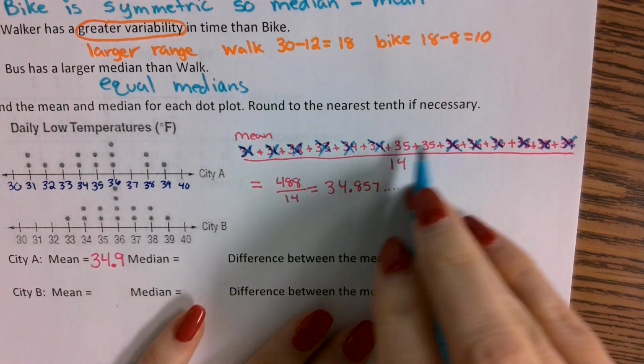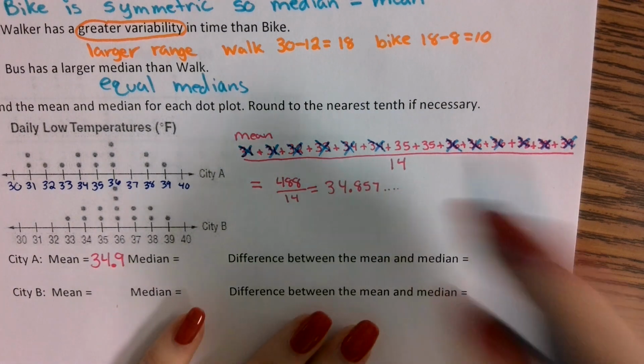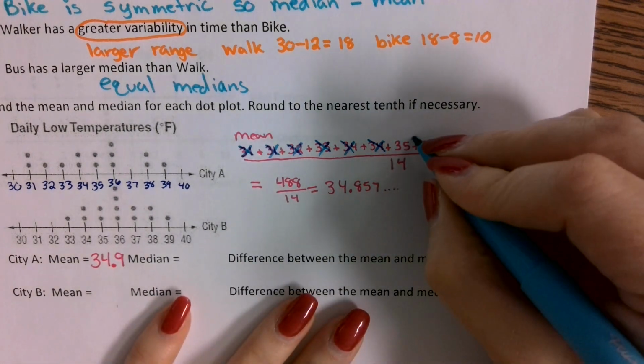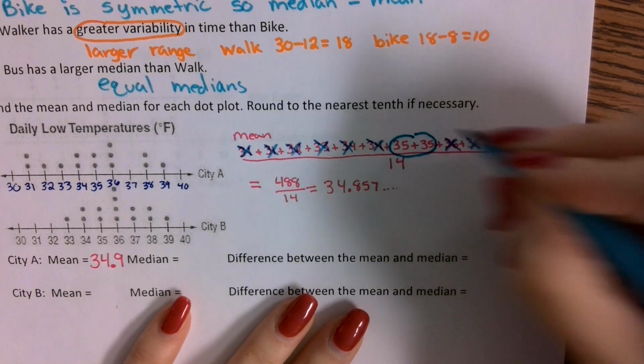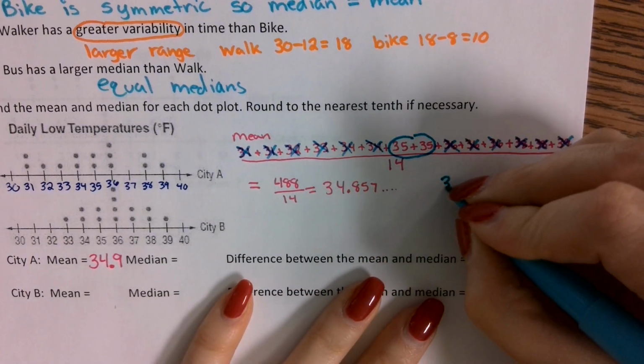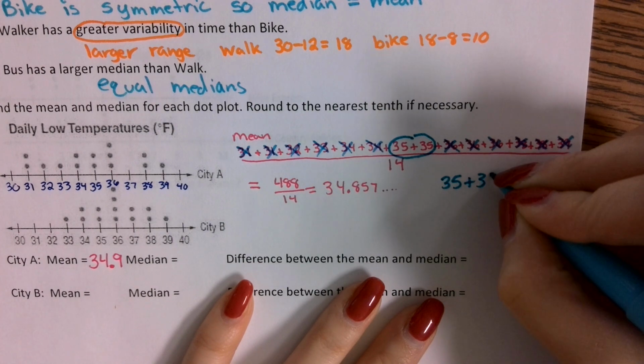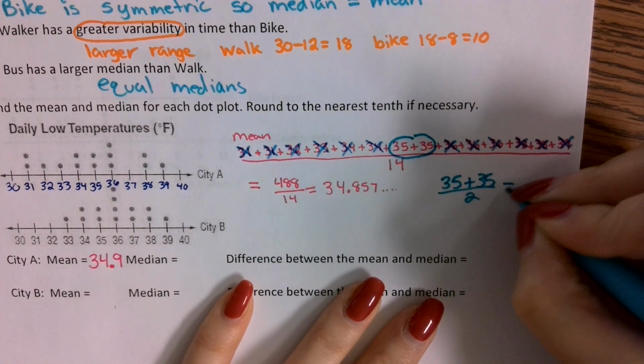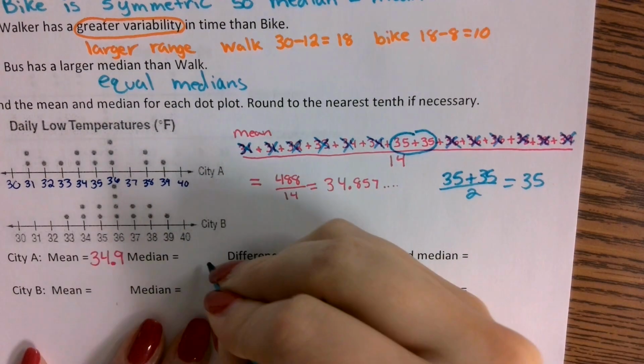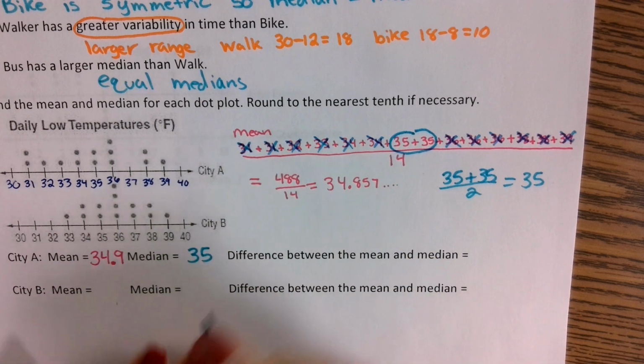What am I supposed to do with those 2 values again, Michael? Add these 2 together and then divide it by 2. 35 plus 35 and then divide it by 2, I'm going to get 35. So 35 is my median.